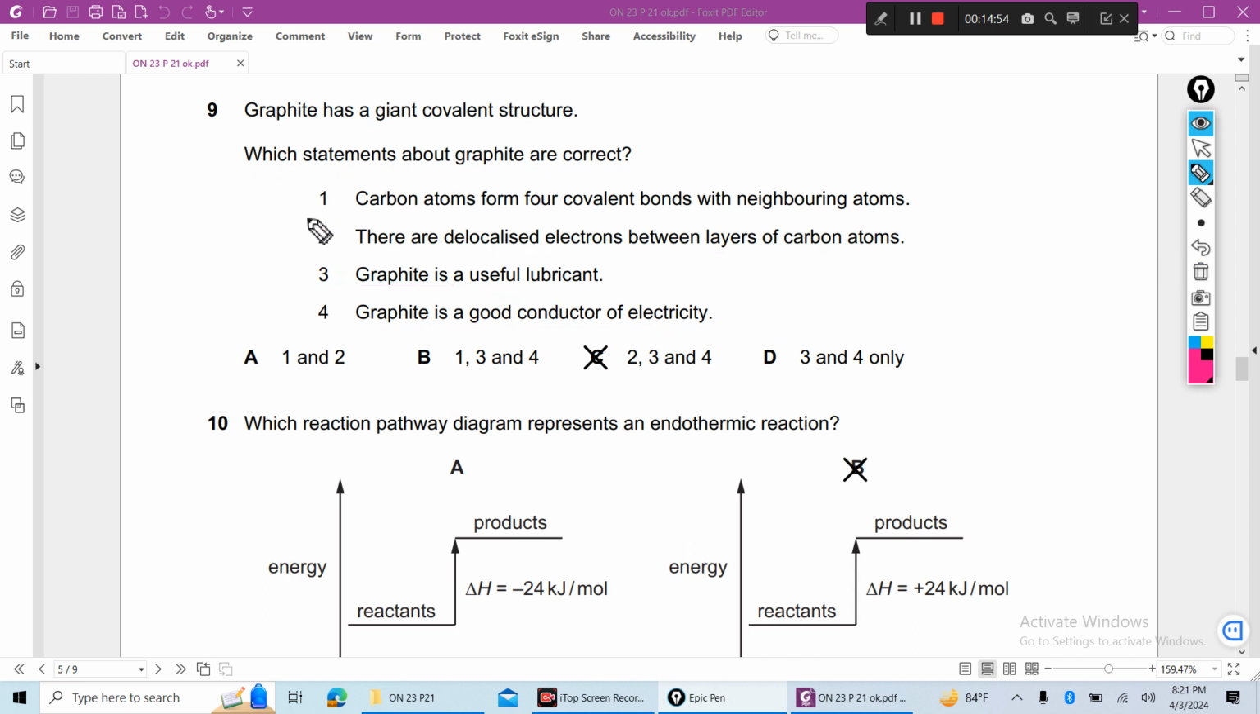But why is 1 wrong? Carbon atoms form 4 covalent bonds with neighboring atoms. No, carbon atoms form 3 covalent bonds, not 4. Diamond makes 4 bonds, but in graphite every carbon forms 3 covalent bonds. A is wrong. 2, 3, 4 is correct, so the answer will be C.